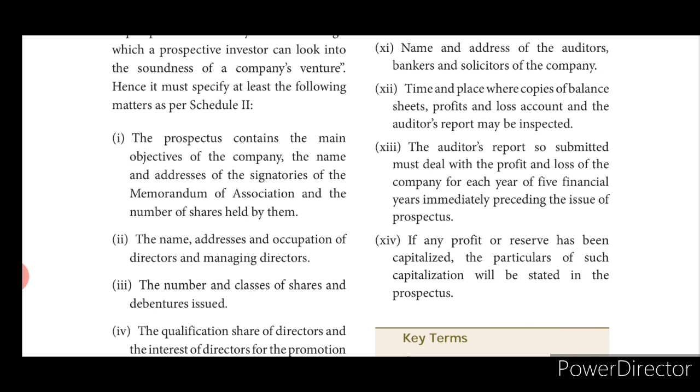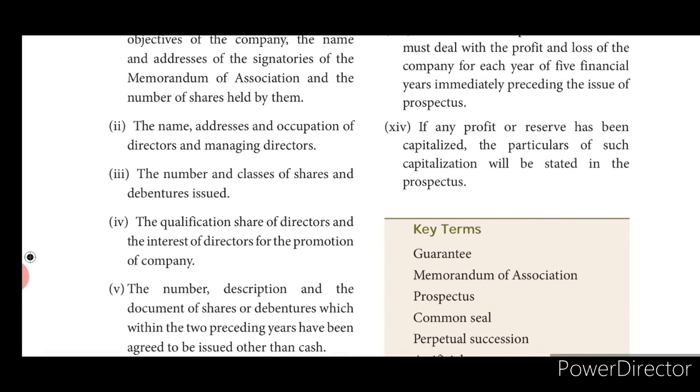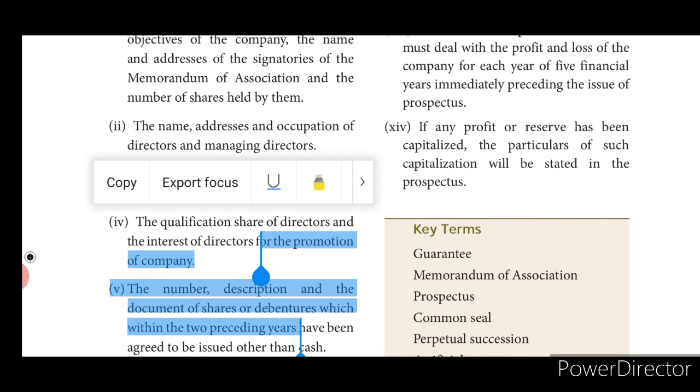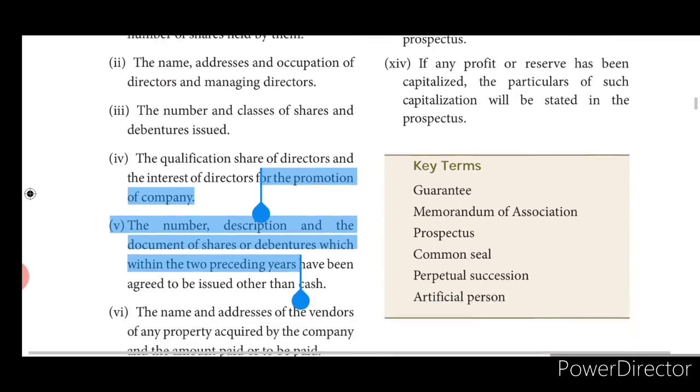See, when you just see the profit and loss account, it's very clearly understood whether we got the profit or loss, isn't it? With that only, it's very clearly available for the investor, so that they will have a decision whether they want to invest or not. The auditor's report so submitted must deal with the profit and loss of the company for each year of 5 financial years. So that must also be attached with the prospectus. If any profit or reserve has been capitalized, even if any of the profit is taken as a capitalization, even those particulars must also be stated in your prospectus.